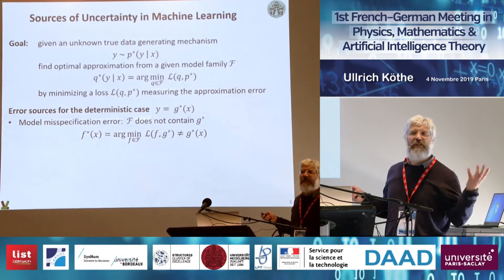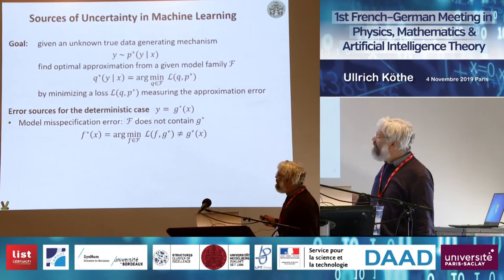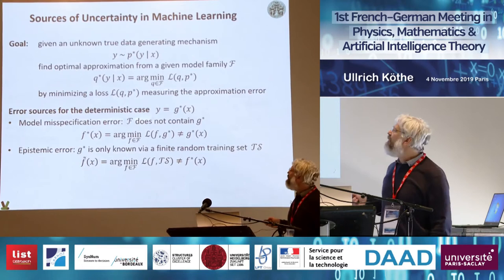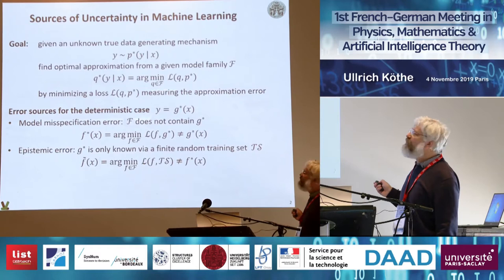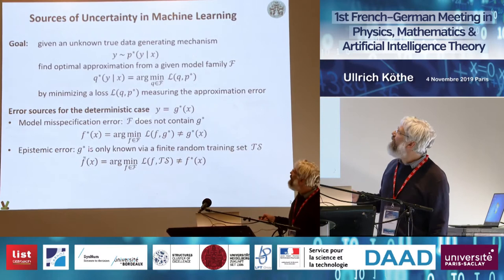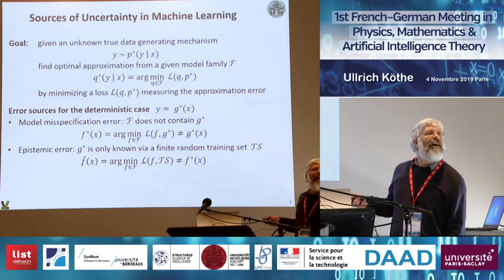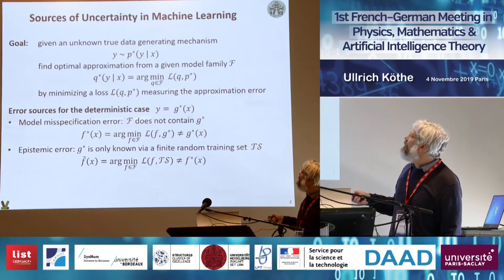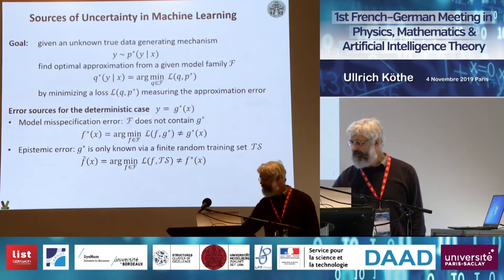The second one is what's called the epistemic error. We do not know G star, we only know a training set, and the training set is finite, so we can never hope to find the actual best possible approximating function F star, but only some F tilde, which minimizes the difference between our F and the training set. This is in general different from F star.